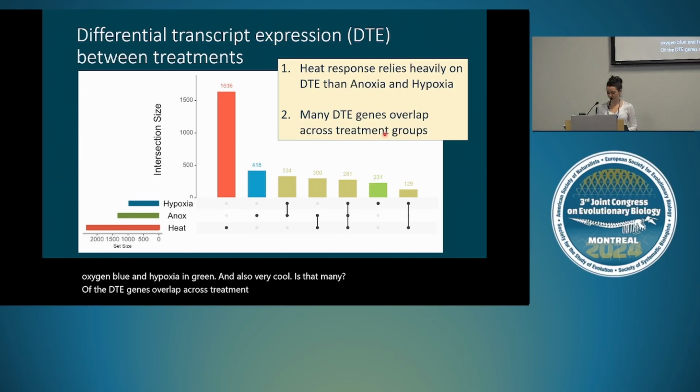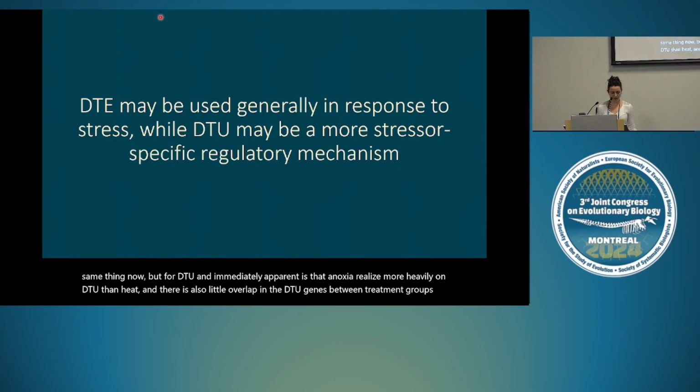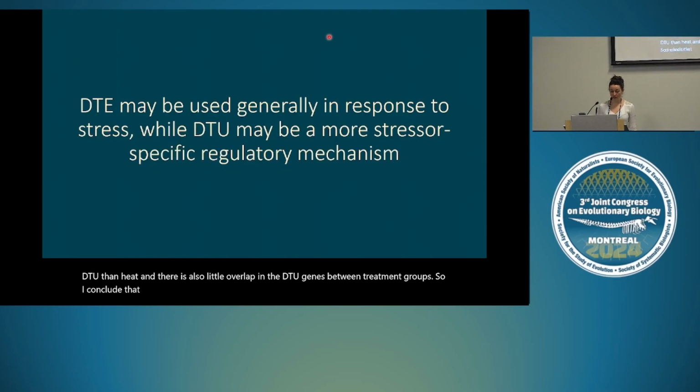Hold that thought. We're looking at the same thing now, but for DTU. And immediately apparent is that anoxia relies more heavily on DTU than heat. And there is also little overlap in the DTU genes between treatment groups. So I conclude that DTE must be generally used for response to stress, while DTU may be more stressor specific. And this really makes sense based off of how they're controlled.